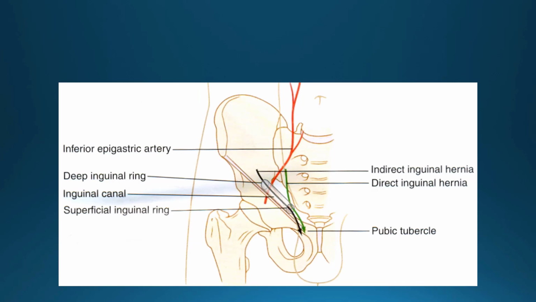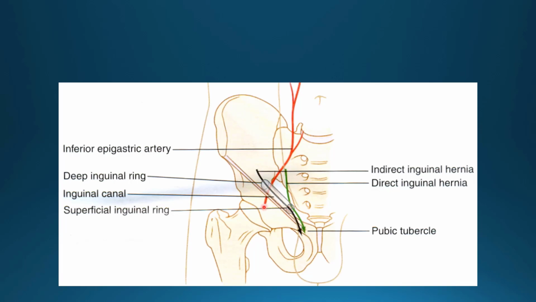This is one more picture showing the inguinal hernias and their positions, how they escape out of the abdominal cavity. This is indirect route for the indirect hernia. You can see the black arrow through the deep ring, through the canal and through the superficial ring. This is indirect hernia. The green colored arrow is showing direct inguinal hernia, which breaks the posterior wall of the canal and then contents will escape out of the superficial inguinal ring.